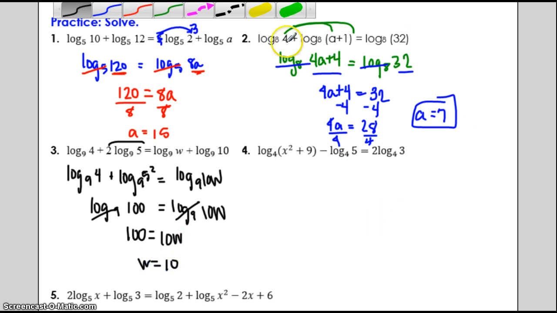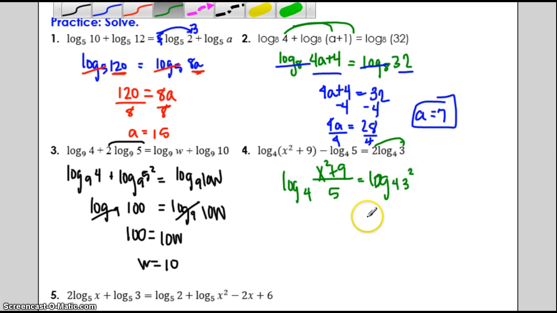All right, so for that next one, we are going to take that subtraction and make it division, putting that x squared plus 9 on the top and the 5 on the bottom, and just make it log base 4 equals. And then let's go ahead and make that exponent. So log base 4 of 3 squared. So we've got the log base 4, cancel those, and we have x squared plus 9 over 5 equals 9.